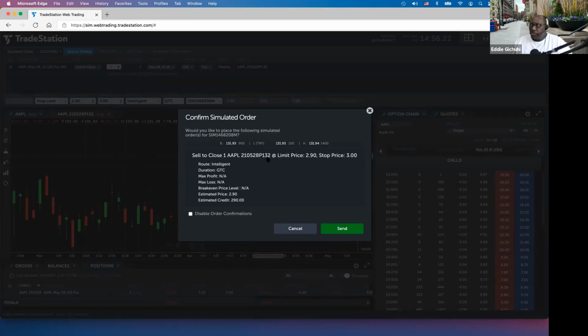If you want to take a screenshot of these so that you can understand it later, I think this terminology here is very, very important. We're selling to close at a limit price of $2.90 because our stop price is $3. Do you all see that? Let me draw something around here so that you guys can see what I'm reading. I'm reading this section. That's one of the most commonly asked questions: how do I set a limit or a stop loss on my options? That is how we just did it.